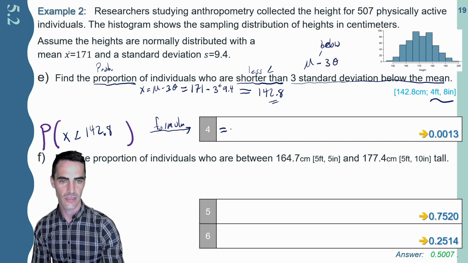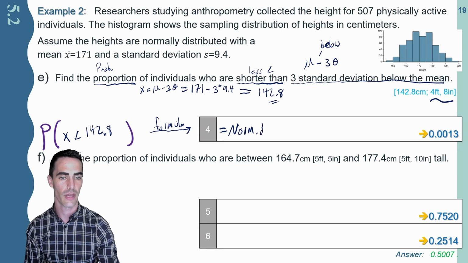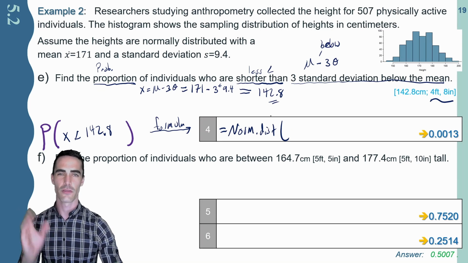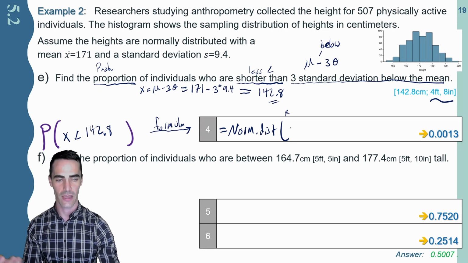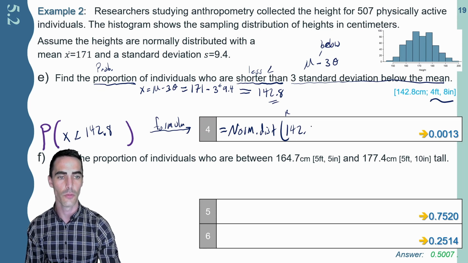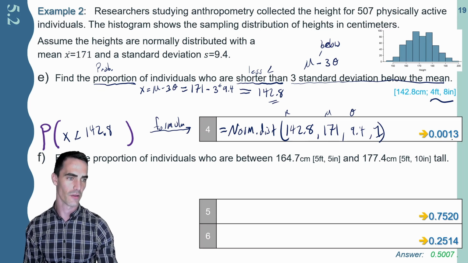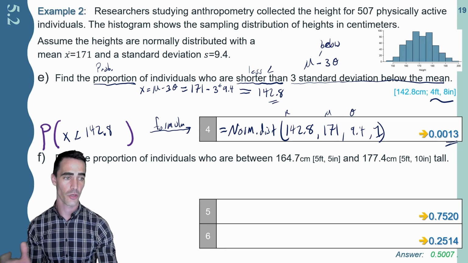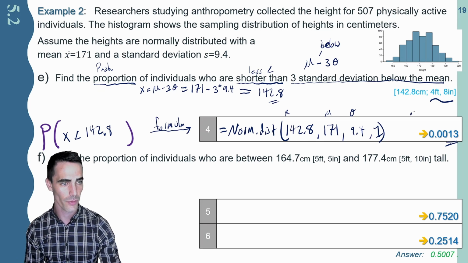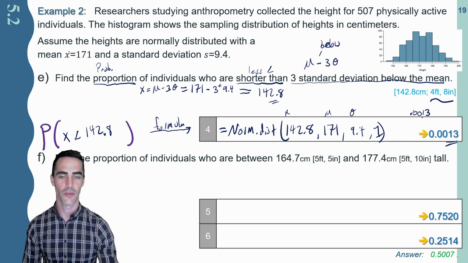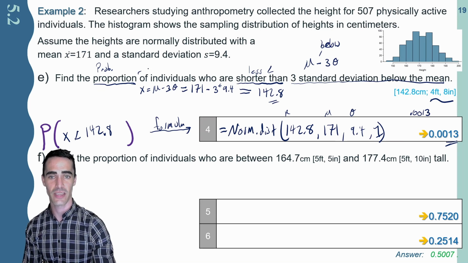Less than goes right into equals NORM.DIST. And we had those 4 inputs. The first value was always k or x, 142.8. I needed the mean, 171. I needed the standard deviation, 9.4. And then lastly, a 1 to round us off. And so they wanted the proportion. I can tell you the probability is 0.0013. If they want it as a percentage, I can move that decimal place over and it's 0.13%.